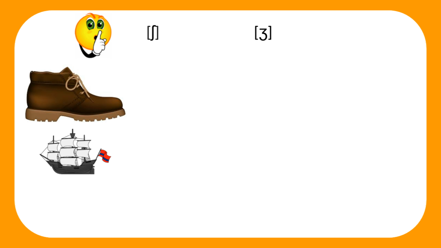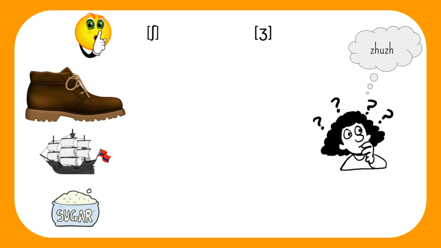Shh. Listen closely. This is a sound we hear in shoe, ship, or sugar. Zh is the sound that we see in words like zhuzh or kaj, or one of those words that no one can really agree on how to spell. We also see it in words like treasure and measure.